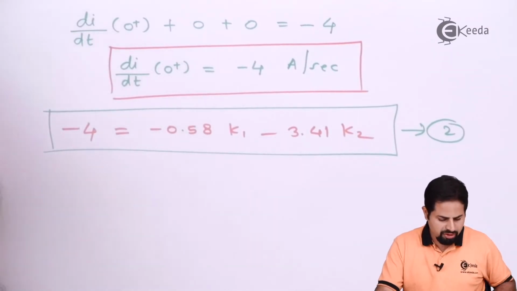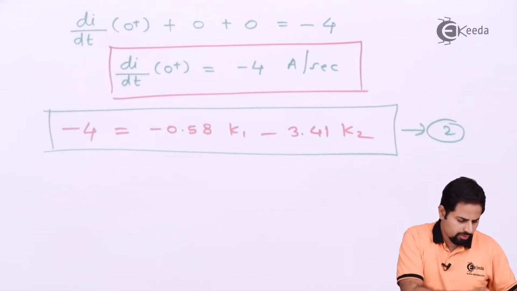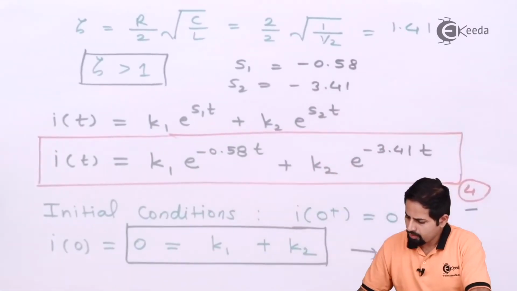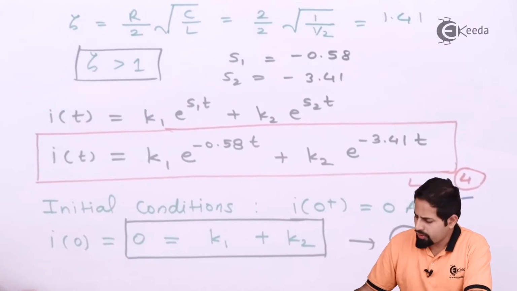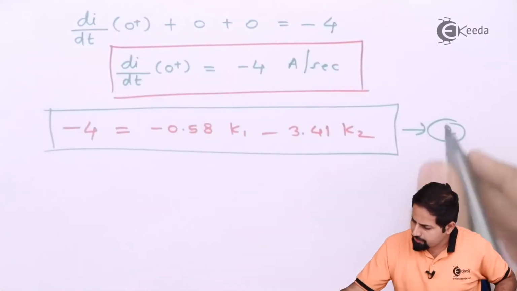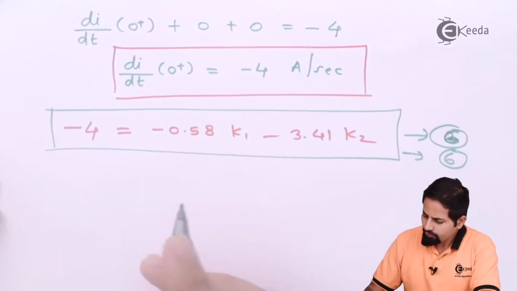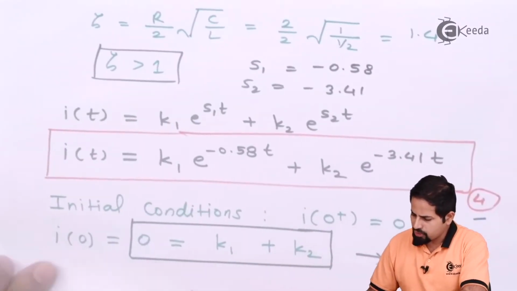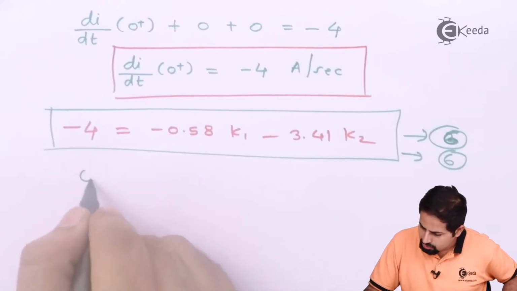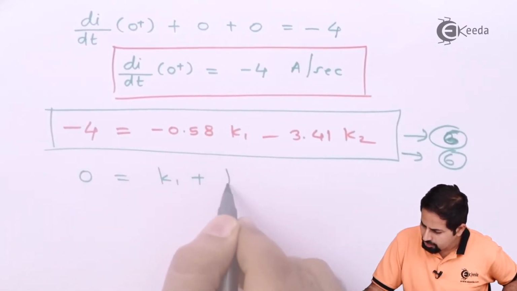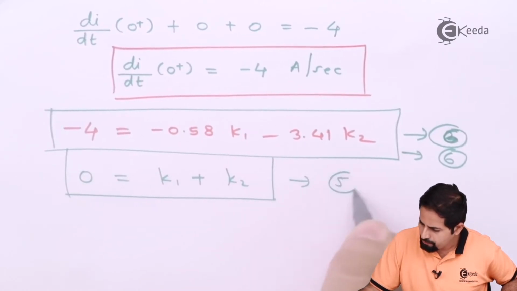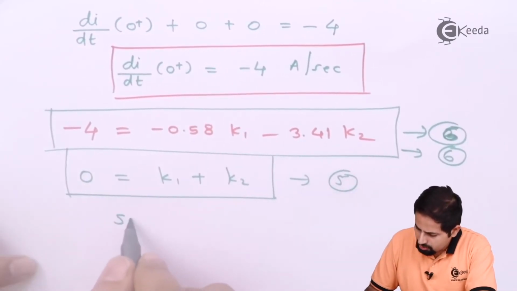Now we already have the earlier equation, which is this one. We wrote it as 5. So we will write this as equation number 6, and I will write equation number 5 once again, that is k1 plus k2 equal to 0. So 0 equal to k1 plus k2. Now we will solve both the equations.